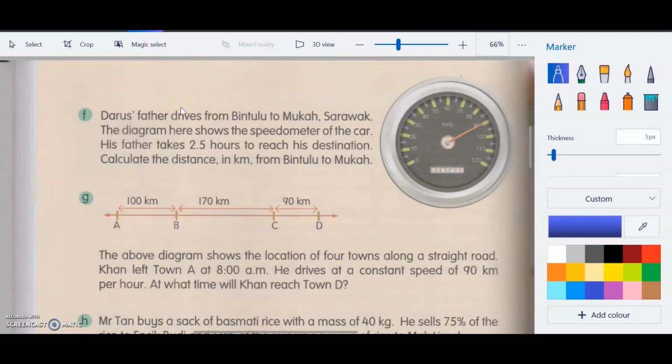Okay, hi everyone. Today we want to look at the topic of length, mass, and liquid. Okay, solving problems in these topics. Okay, let's look at this question.